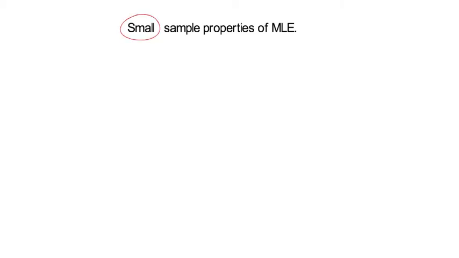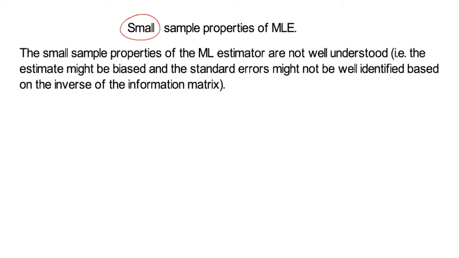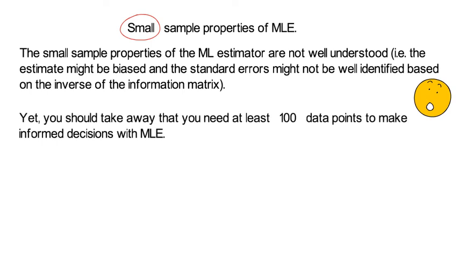Now let's turn to the small sample properties of MLE. Well, it might come as a surprise, but the small sample properties of the ML estimator are not that well understood. It means that the estimate might be biased, the standard errors might not be well identified based on the inverse of the information matrix. Well, that doesn't sound only shocking, it is shocking in a sense. So therefore you should take away that you need at least 100 data points as a rule of thumb to make informed decisions using maximum likelihood estimation.